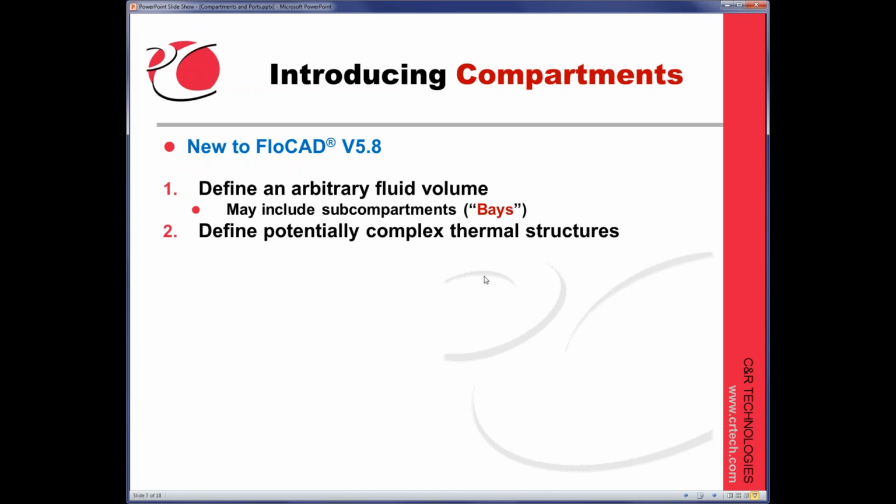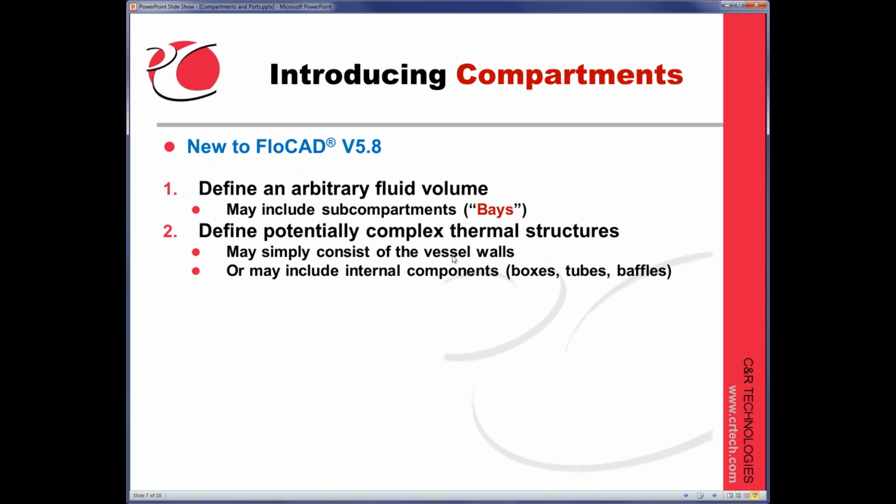And of course, you can also define complex thermal structures. Now, it can be just the walls. You can say, well, I've got a tank, here are the walls. But in some of those examples I showed you, we don't even care about the walls, such as the immersion cooler example. We knew what the shape of the volume was, but we didn't really care about the walls themselves thermally. But there were internal components, such as the PCB boards or the condenser tubes inside, that we do care about. So when we say thermal structure, it doesn't have to be the vessel walls. It could be all sorts of things inside, boxes, tubes, baffles, and so forth that are inside of the fluid volume.